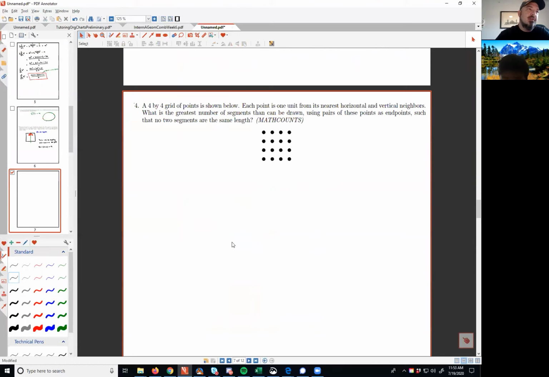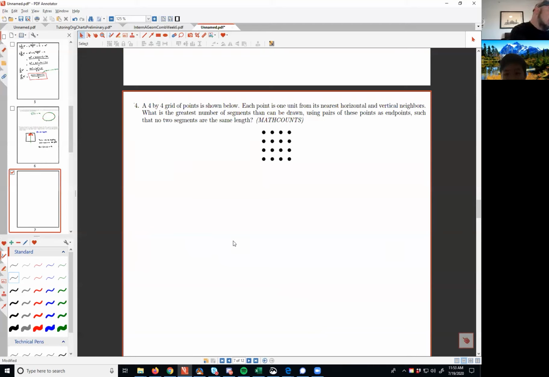We have a 4x4 grid. Each point is 1 unit from its nearest horizontal and vertical neighbors. What is the greatest number of segments that can be drawn using pairs of these points as endpoints such that no 2 segments are the same length?